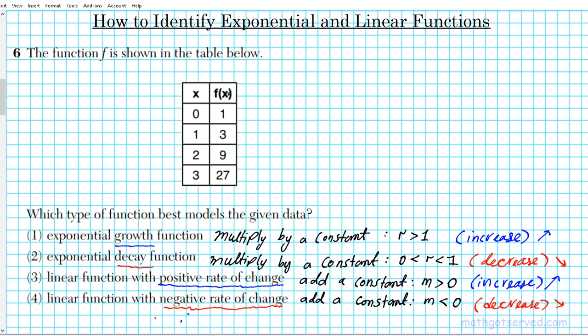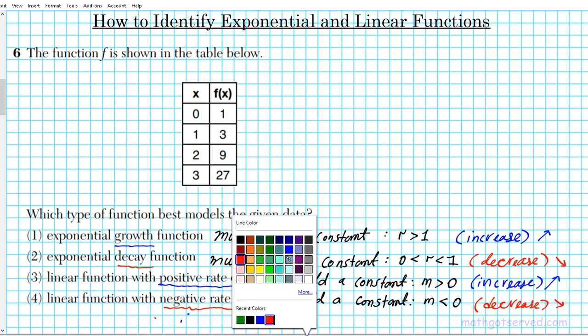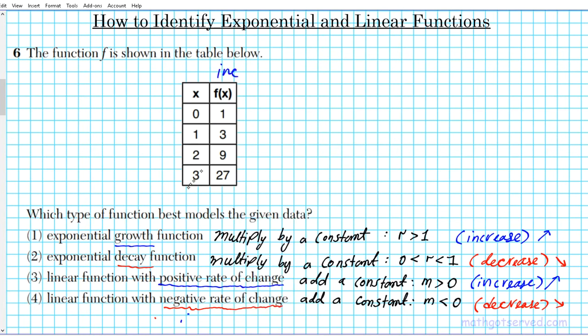What am I talking about? Now take a look at f of x. As x increases, what is happening with f of x? 1, 3, 9, 27. It's increasing. So since f of x is an increasing function, we can eliminate options 2 and 4, since those two functions exhibit a decreasing behavior. Now, the growth factor or rate of change can tell us if it's linear or exponential.